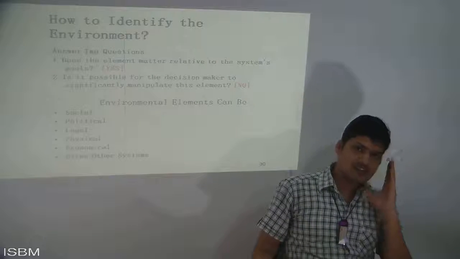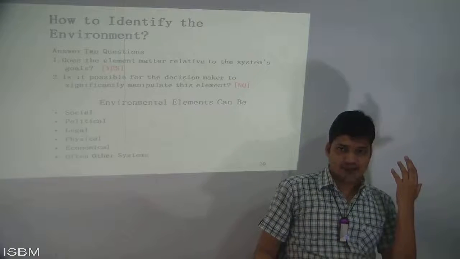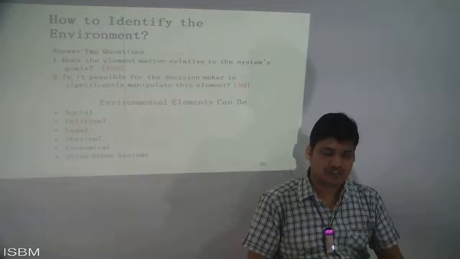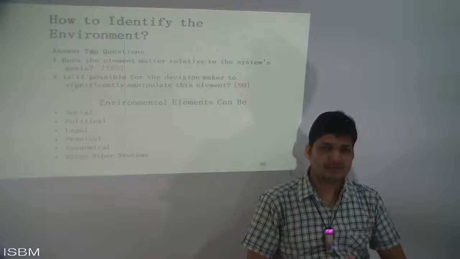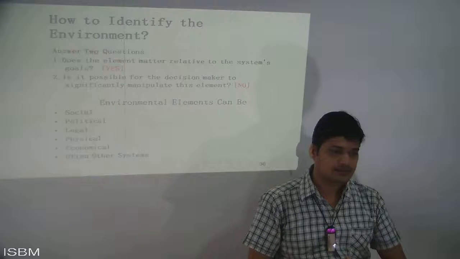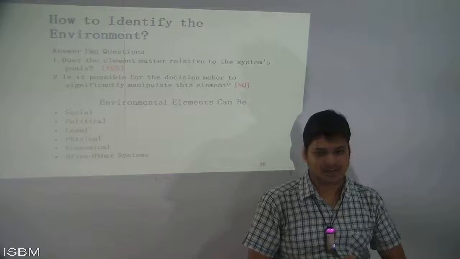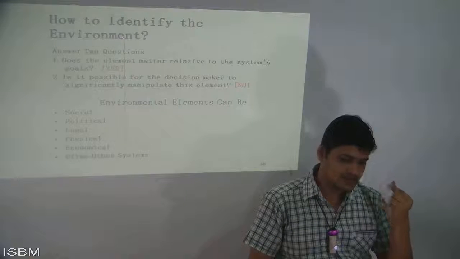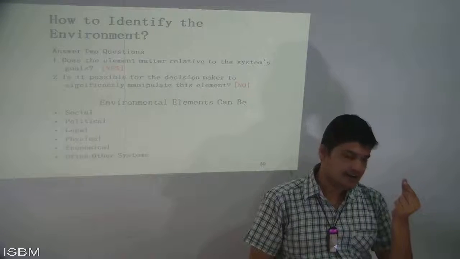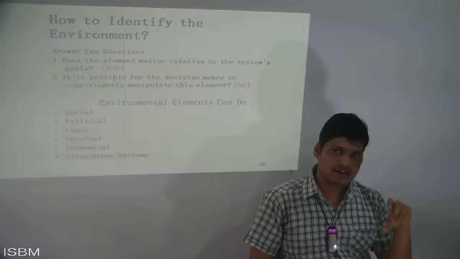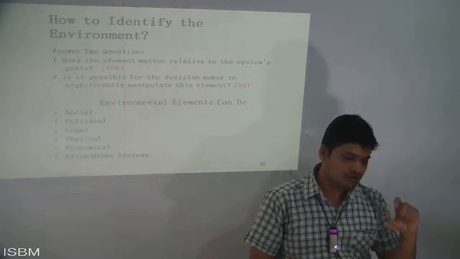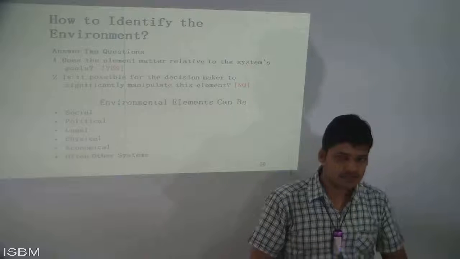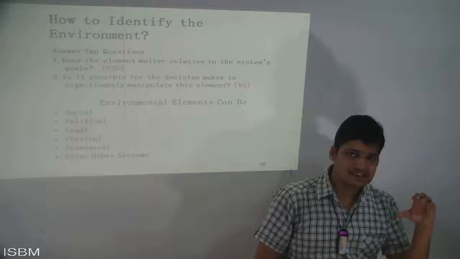I can give you an example of Maggie. Maggie has now been banned in most of the states in India. Why have they banned it? Because they found some issue over there. They found that some element, which is called lead, is very high in the Maggie content. So the government has banned Maggie in those states. So this is the legal issue with Maggie.